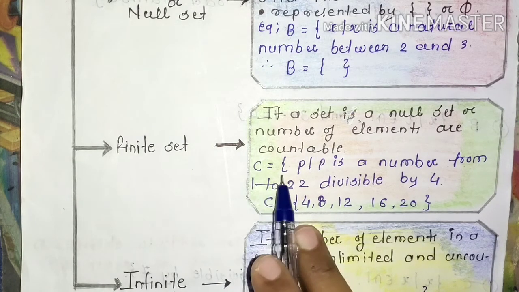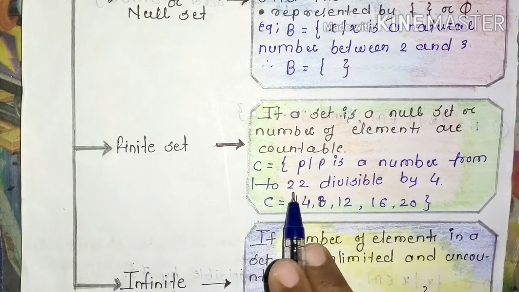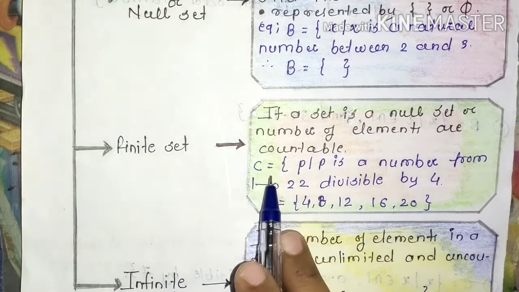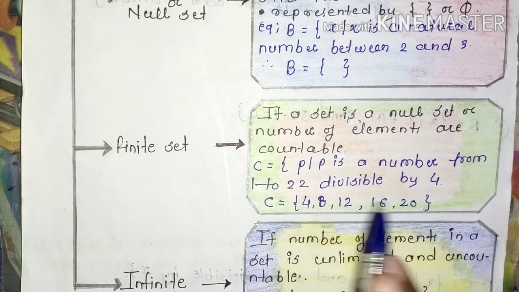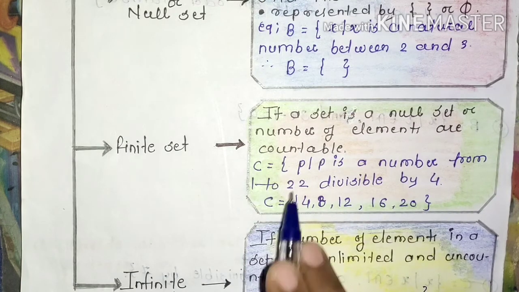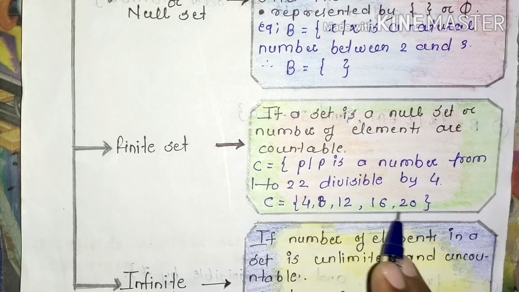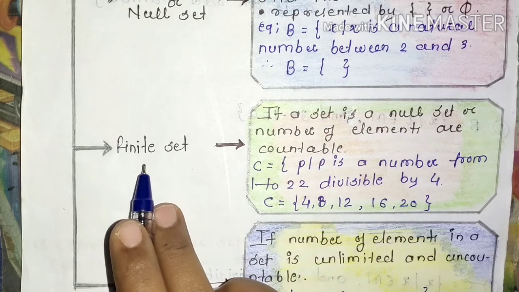For example, the set of P such that P is a number from 1 to 22 divisible by 4. That means C is a set of the numbers which are divisible by 4 and in between 1 and 22. So the set C is equal to 4, 8, 12, 16 and 20. These elements of the set C are countable. We can count the number of elements. That means it is a finite set.